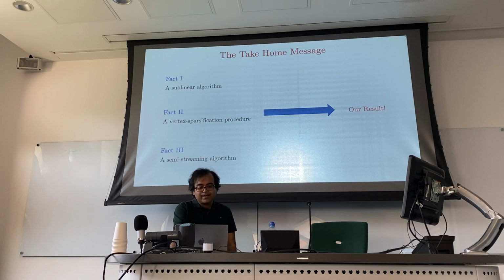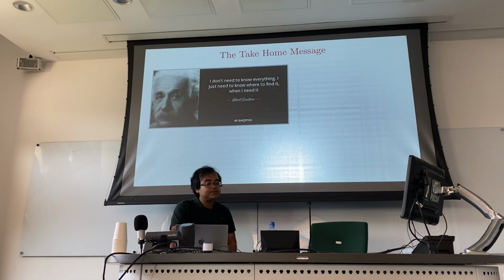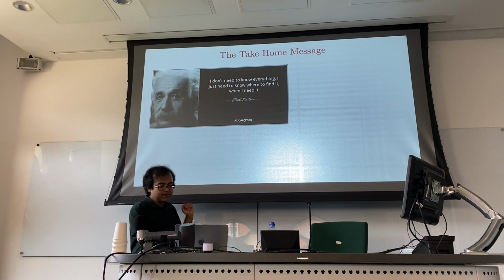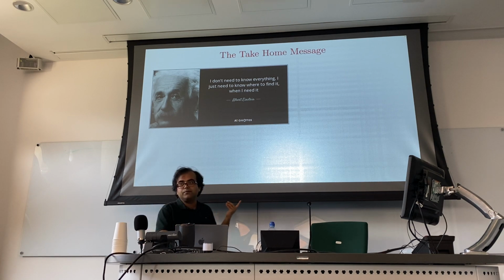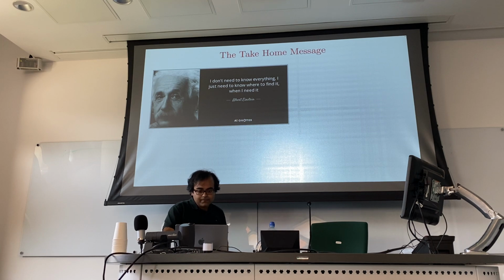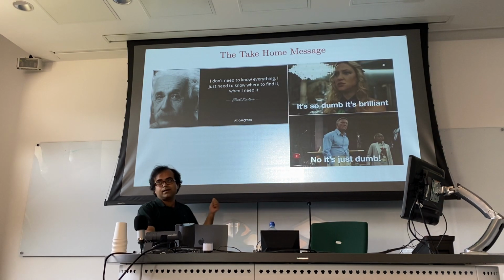And with hindsight, it was relatively very simple. I remember that when we first realized that this gives us the result, I had two competing thoughts in my head. One is captured by this quote, that all we need to know is where to find something when we need it. That's a nice conceptual message. And the other was this scene from a recent movie called Glass Onion.